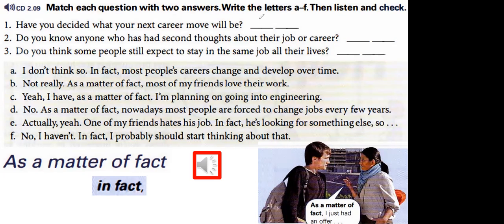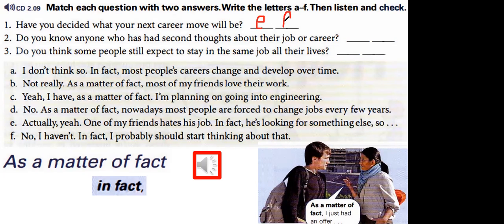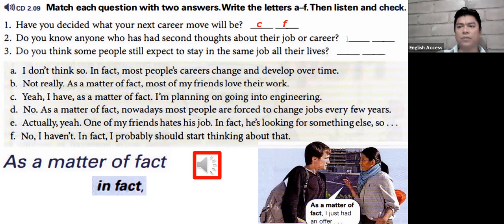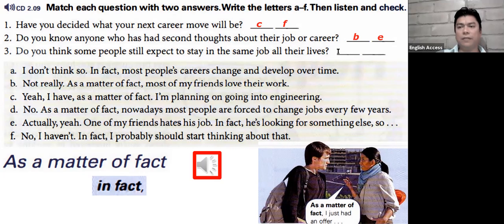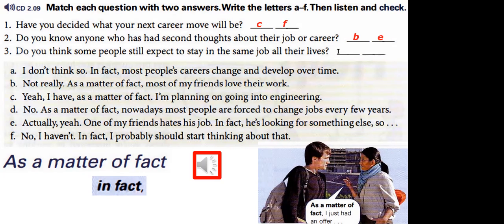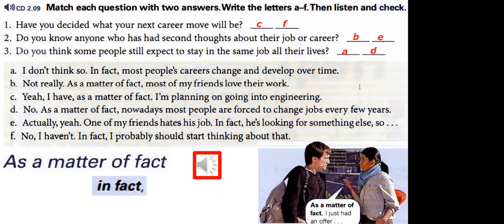Letter C and F. C and F? Yes. Okay, C and F. What about number 2? B, D, and E. E, and number 3? A and D. A and B. E. There you go. Oh my gosh, that was a good whistle.